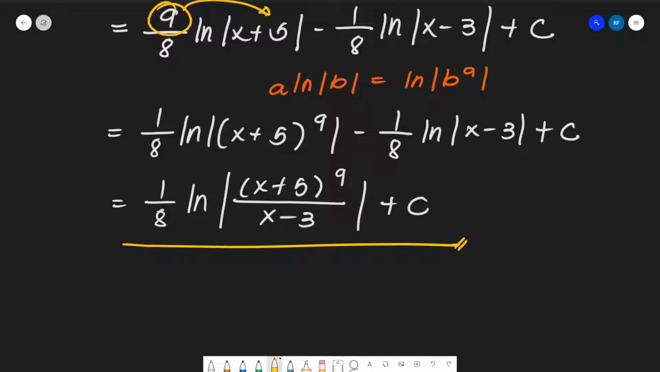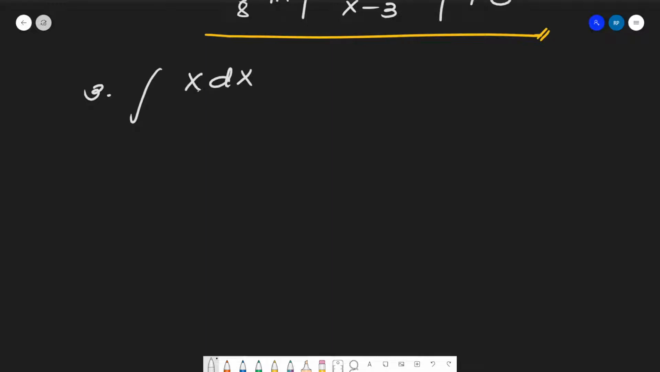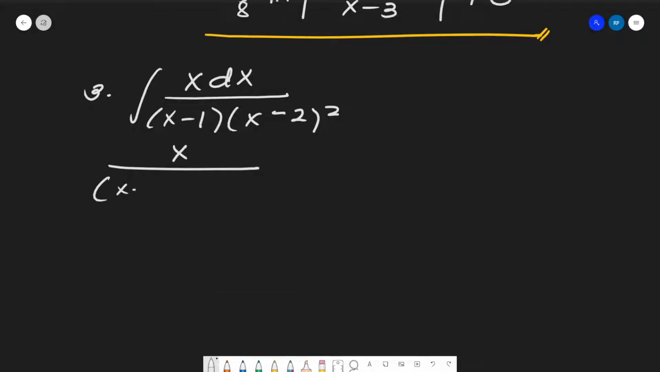So we have here number 3. So sa number 3, we have here the integral of x dx over x minus 1 times x minus 2 squared. Ayan. So, we have a repeated root, no? By the way, this integrand is already factored, so we do not need to factor it out anymore. Hindi na natin kailangan i-factor out siya. So, x minus 1, x minus 2 squared.